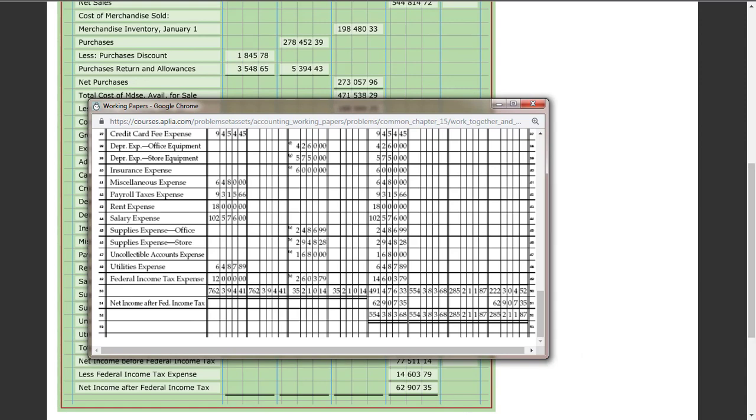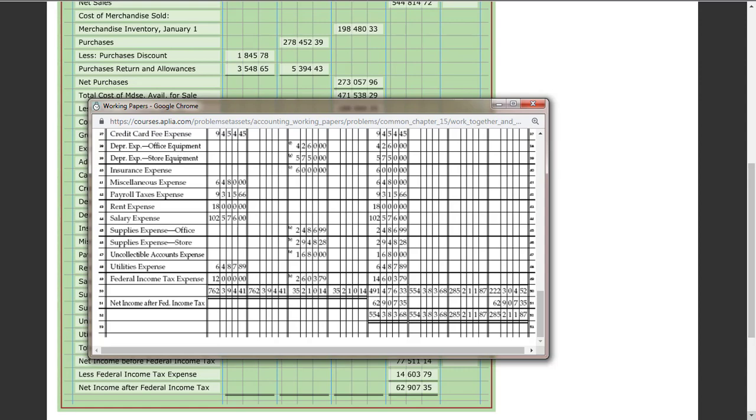And here's how you know if you've done it right. Look right here at your worksheet. It says net income after federal income tax, 62,907. If yours on your income statement does not equal that, you have done a boo-boo. And you must find and fix said boo-boo.